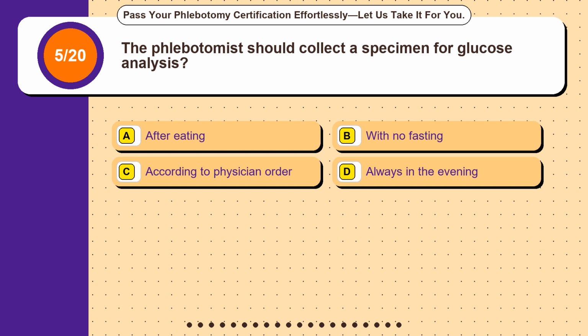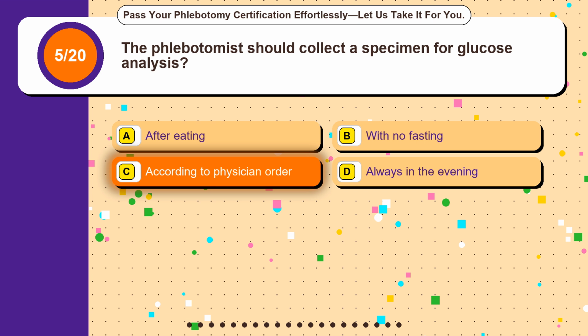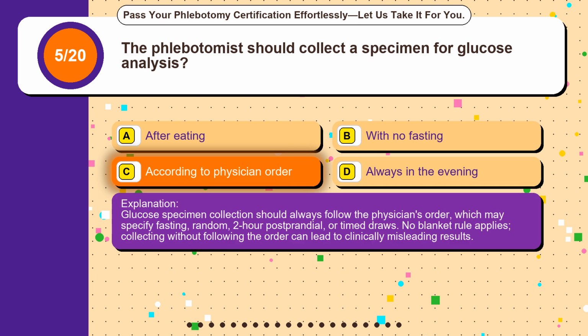Question 5. The phlebotomist should collect a specimen for glucose analysis: Option A, after eating. Option B, with no fasting. Option C, according to physician order. Option D, always in the evening. The correct answer is Option C, according to physician order. Glucose specimen collection should always follow the physician's order, which may specify fasting, random, 2-hour postprandial, or timed draws. No blanket rule applies. Collecting without following the order can lead to clinically misleading results.